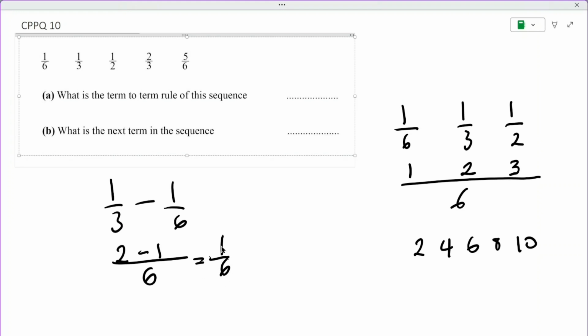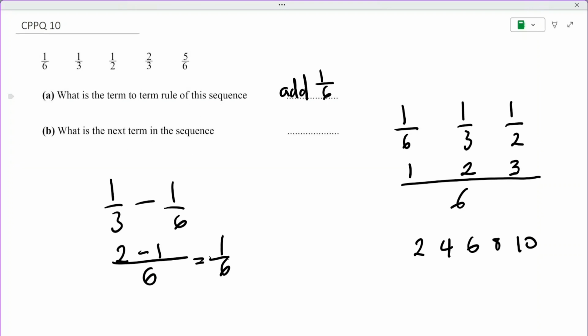Meaning we have to add 1/6 to this 1/6 to get 1/3. And to get a half, or 1/2, we add 1/6 to 1/3 to get 1/2. Which is the same as adding 1/6 to 1/2 to get 2/3. You can confirm this to know the term-to-term rule is adding 1/6 to the previous term. So the term-to-term rule of this sequence is add 1/6.